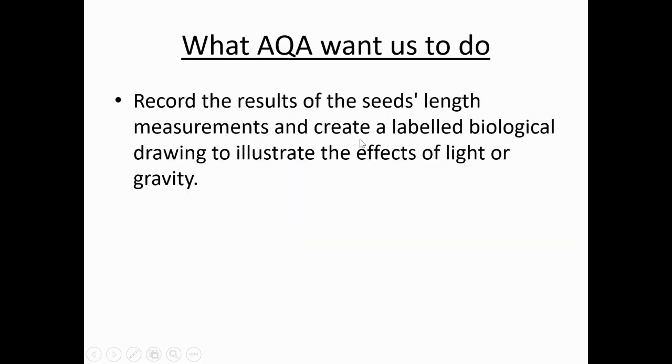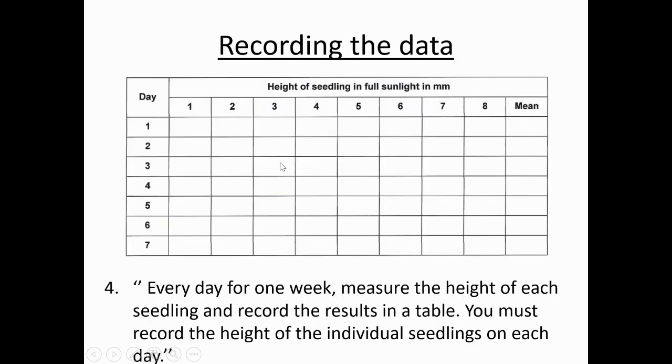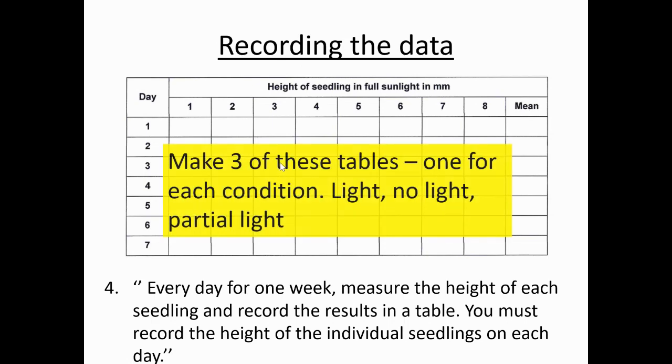Right. We've been told by AQA that we need to be able to record the results of seed length measurements, create a mean, and create labelled biological drawings to illustrate the effect of light or gravity. The describe section for today's lesson is based on the drawings, and then the explain is based on the data collection and what we do with the data. So again, we've got a table that looks like this.